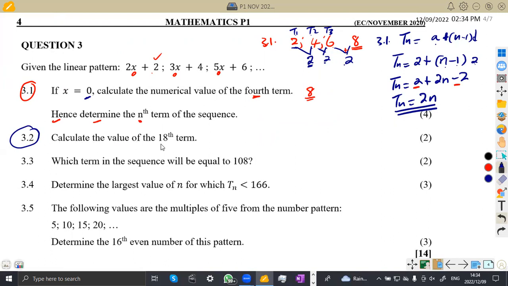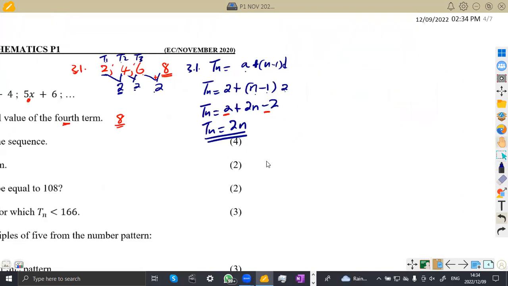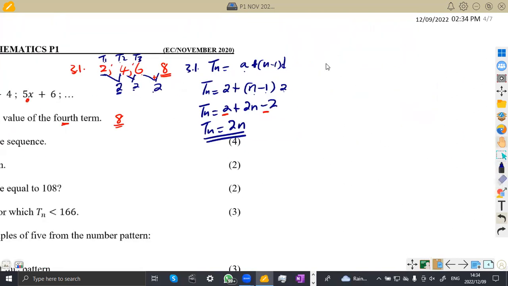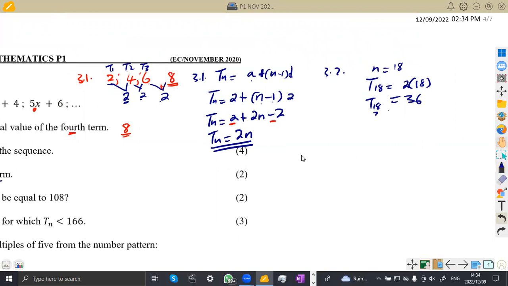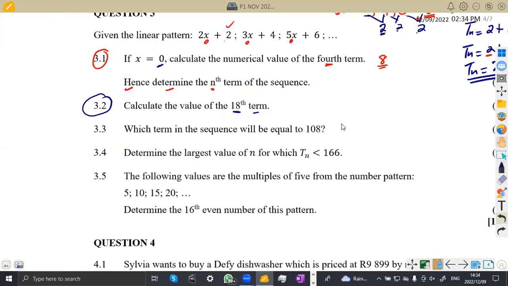Now calculate the value of the 18th term, and that's to mark the 18th term. So that's 3.2. Our n now is equal to 18. All right, so that's 3.2. So given that n is equal to 18, what is T18? So T18, you simply substitute on Tn because Tn is equal to 2n. So it's 2 times 18 in place of n. And 2 times 18, that is 36. So that is T18. All right, just like that, for 2 marks.